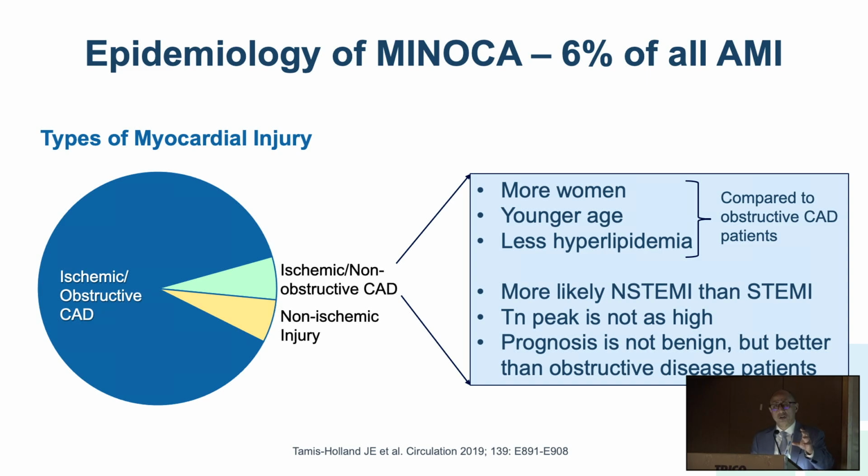Typically, their infarctions are not as large, so their troponin peaks are not as high. Their prognosis is not benign, meaning their 1 year risk of death is in the 3-4%. For patients with obstructive disease, maybe the risk of death at 1 year nowadays is in the 6 to 8%. But that's not the same as somebody who did not have an elevated troponin. So it is not as bad as obstructive disease, but not totally benign either.